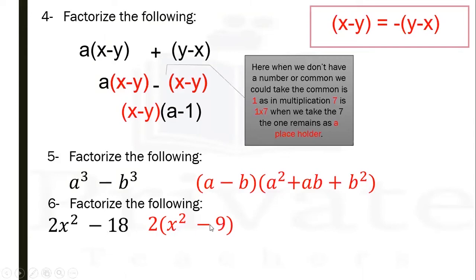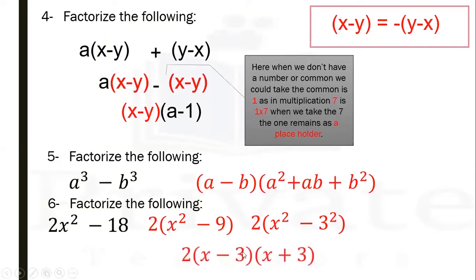Now, x to the power of 2 minus 9 is a difference between two squares, because x is to the power of 2 and 9 is 3 to the power of 2. So we can change it this way: 2 times x to the power of 2 minus 3 to the power of 2, and then we can say x minus 3 and x plus 3, and outside the bracket we have the 2. Don't forget to write the 2. So this is the final answer.